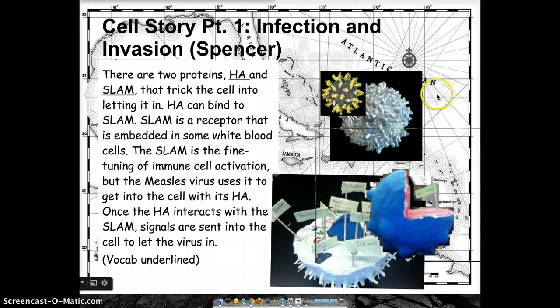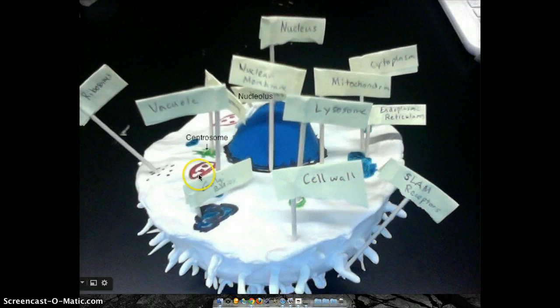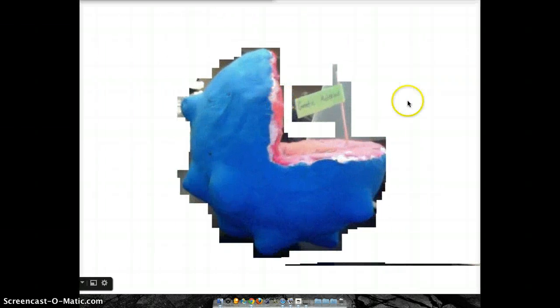Once the HA interacts with the SLAM, signals are sent into the cell to let the virus in. Here are our models interpreting the real-life situation. Here are enlarged models. Here's the cell, the white blood cell with all of the organelles. Here's the virus.